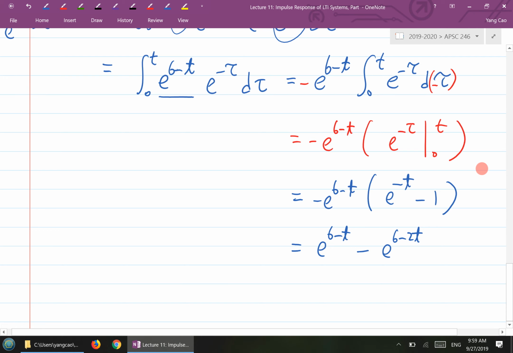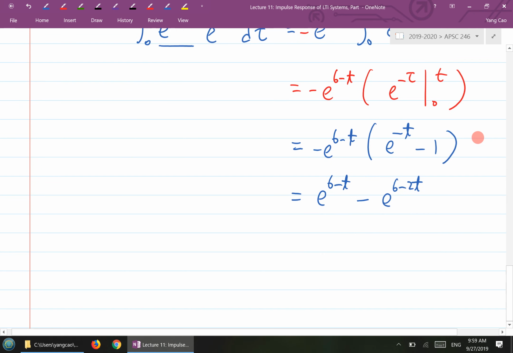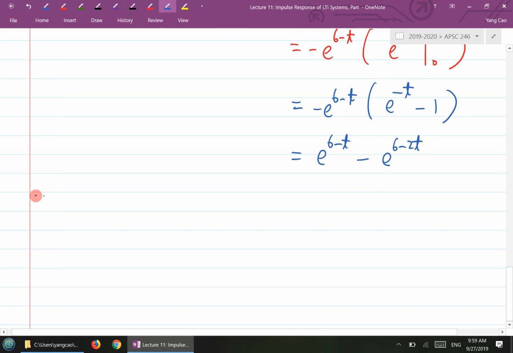Okay, good. All right, so I'll give you one more example, and then we'll go to new topics. This example is actually a little bit unrelated to this impulse response.